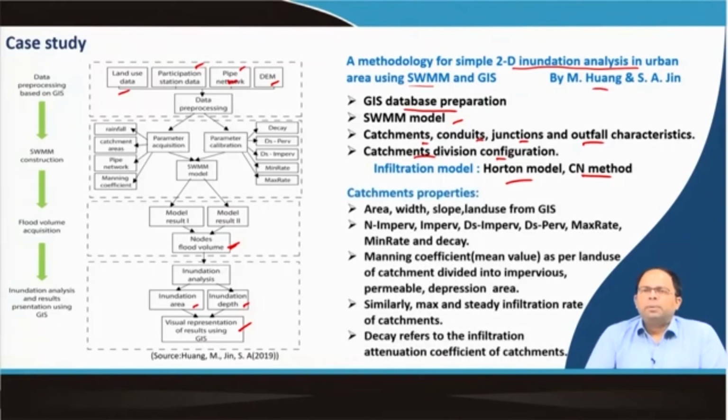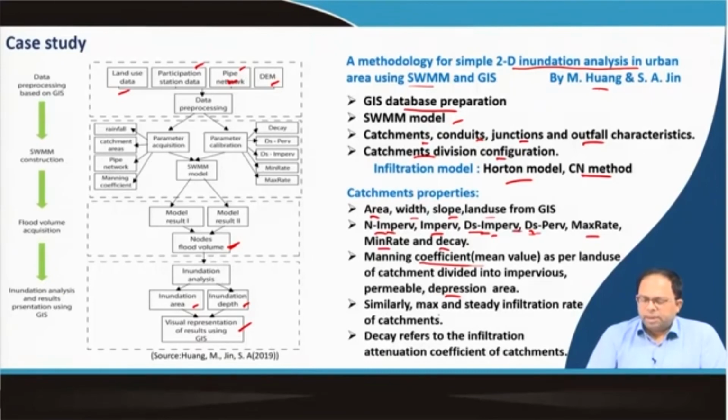First, the catchment properties were input into the SWMM model: the area of the catchment, width of the catchment, slope, land use of the catchment, all these things were entered. Then impervious, non-impervious, depression storage impervious rates, and depression storage pervious rates, then maximum rate or minimum rate and decay, these all were inputted into the SWMM model. And Manning's coefficient as per land use of the catchment, divided into impervious, permeable and depression areas, was input. That is what was considered, shown here.